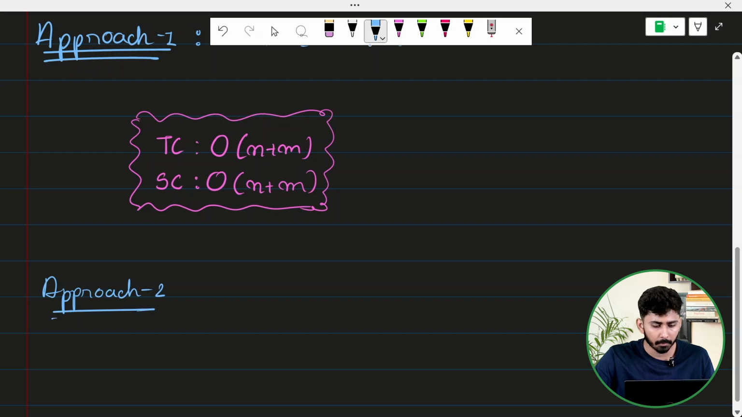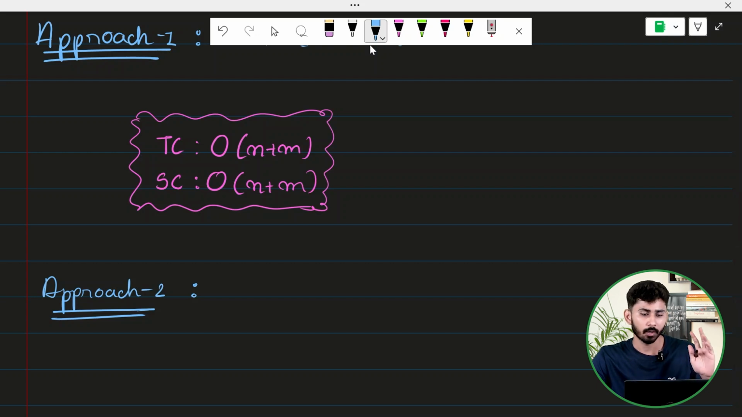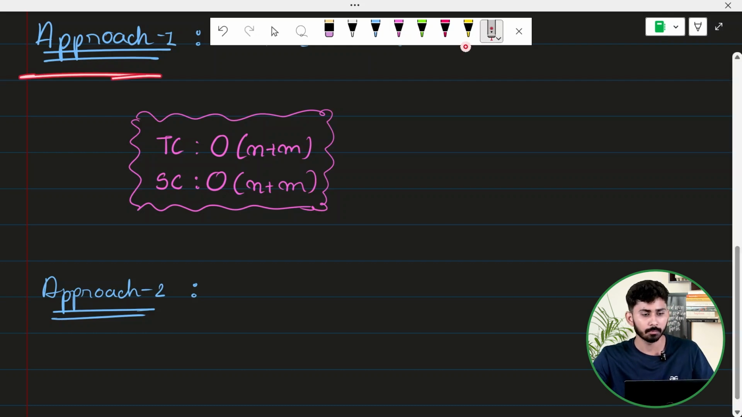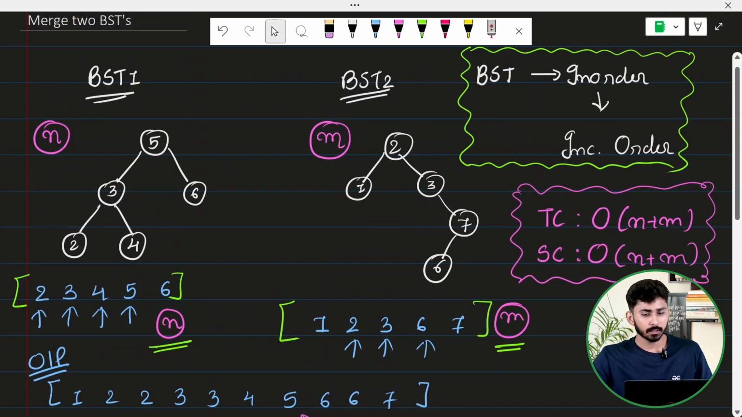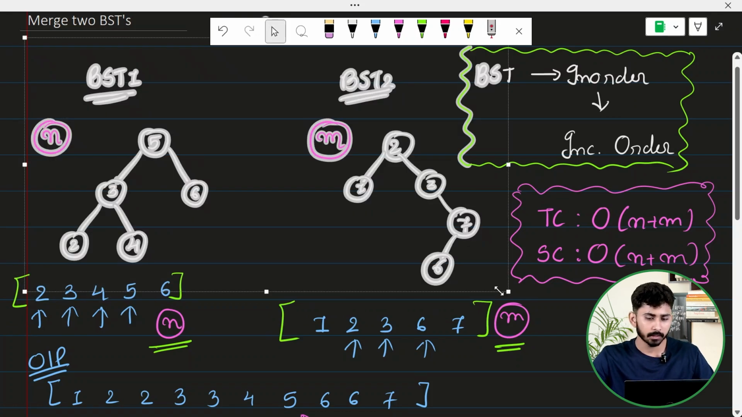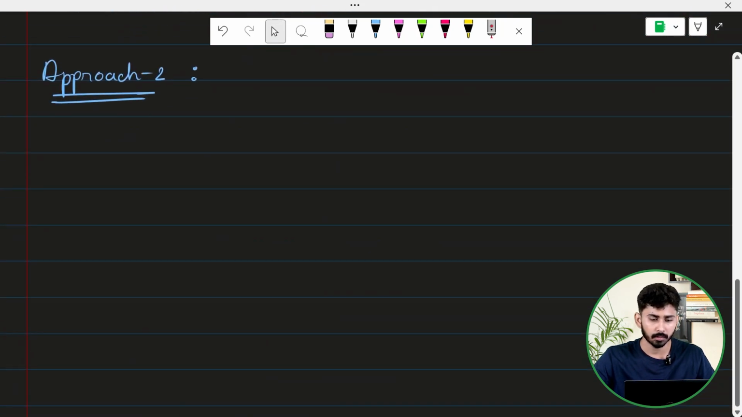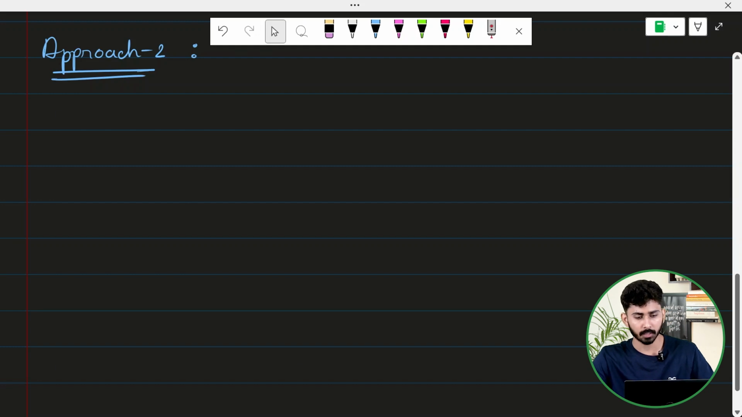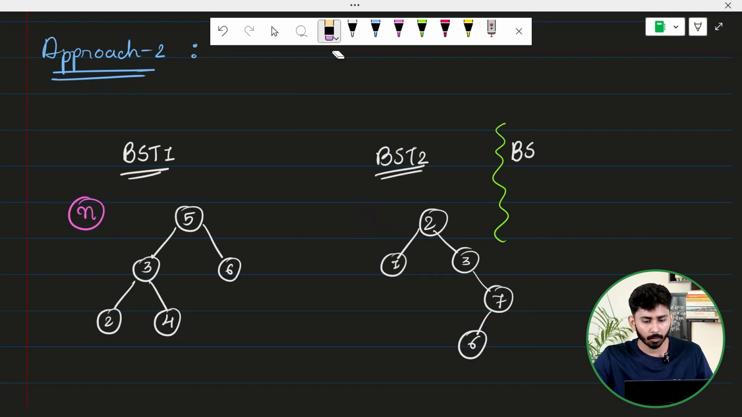I hope you got an idea about approach 1. You'll get an idea only if you are already aware of the algorithms I have mentioned, and then you will understand how approach 1 will be implemented and how order of n plus m will be your time and space. Now approach number 2. This approach is also built around in-order traversal only. I'm not saying it will be something very different from in-order traversal, but it will be modified.